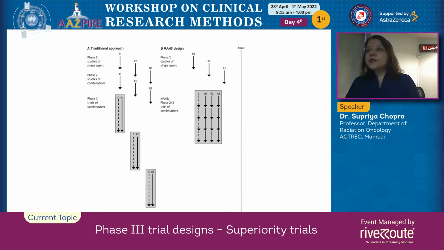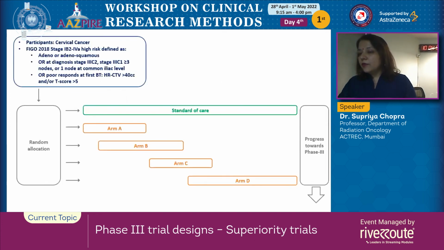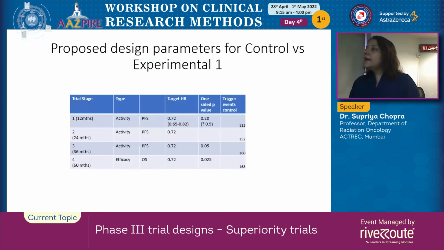Another beauty of MAMS design is that you really don't need to have estimates of efficacy of the test arm, because we've been saying that you don't have estimates of efficacy. What do you do? So what is beautiful in MAMS design, and I will come to it in a moment, is that it does statistical analysis based on the expected event rate of the control arm.